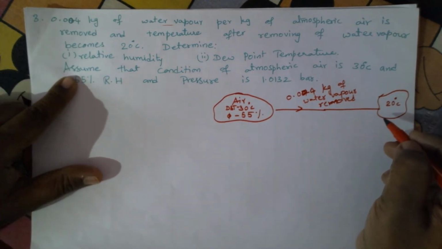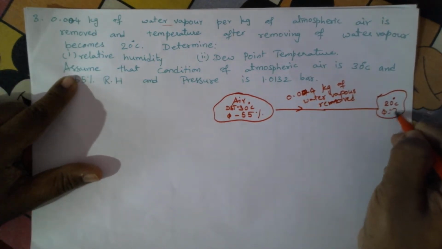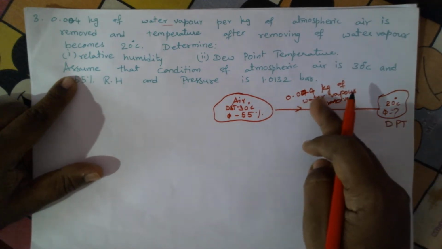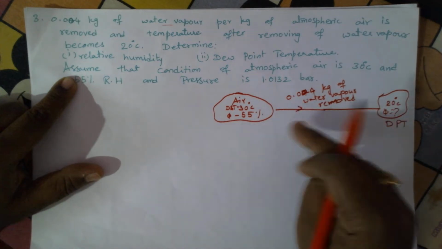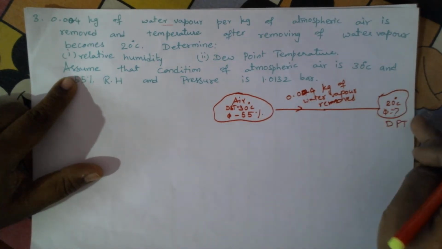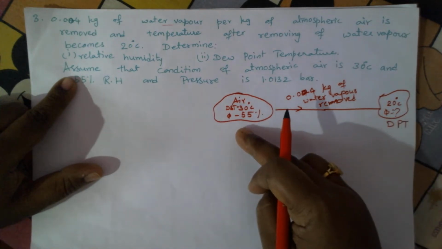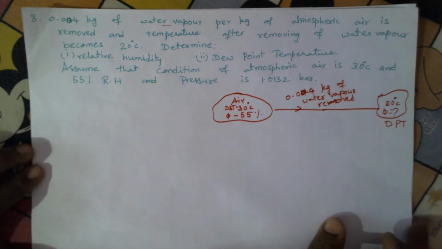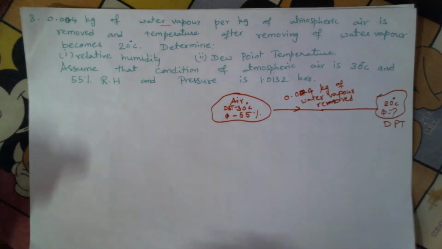Now you are required to calculate what is the relative humidity as well as the dew point temperature. So 0.004 kg of water vapor is removed and it is cooled from 30 degrees centigrade to 20 degrees centigrade. As a result of this, what is the final relative humidity and what is the final dew point temperature you need to calculate. So that is the problem.